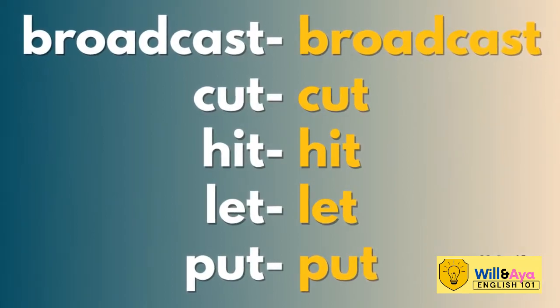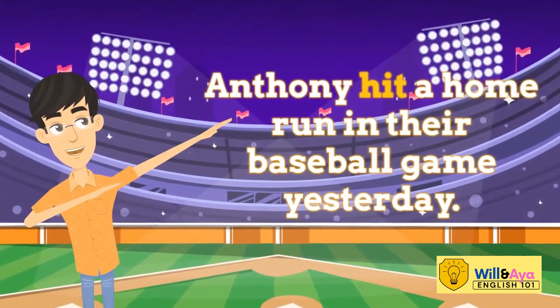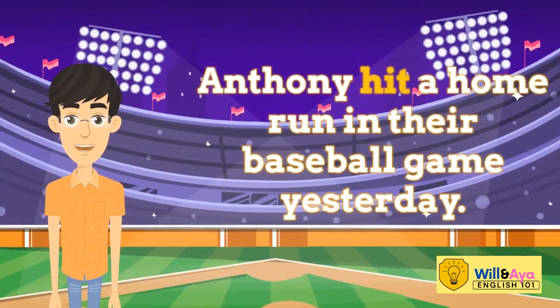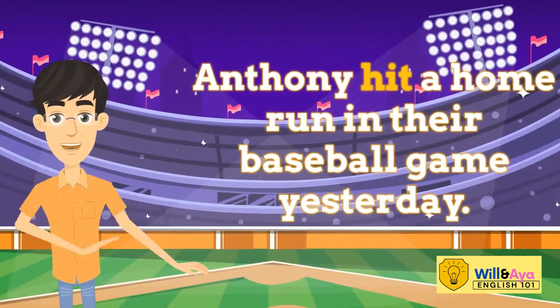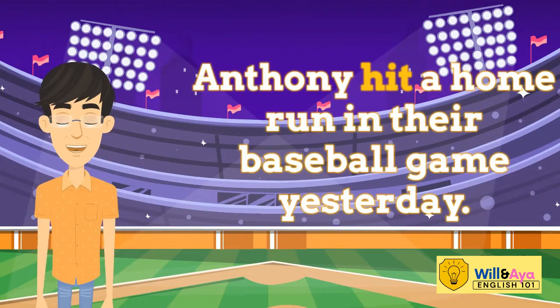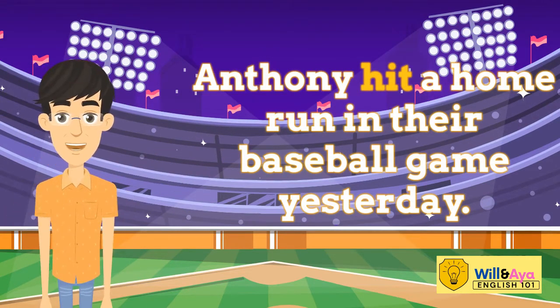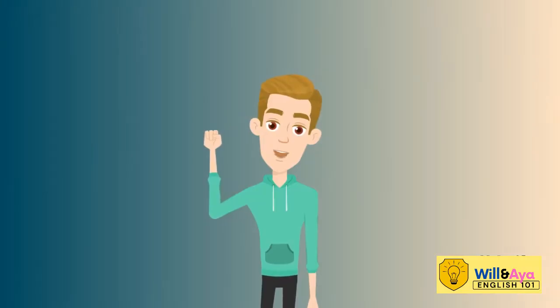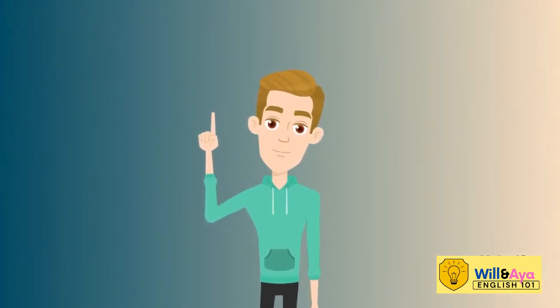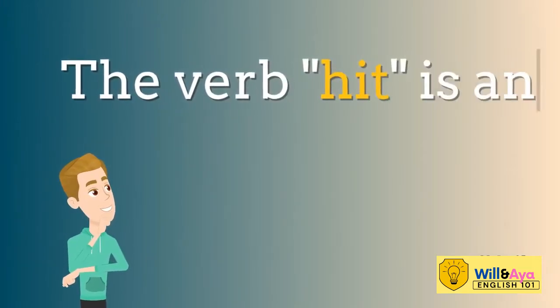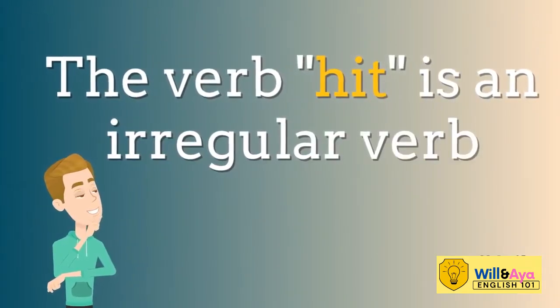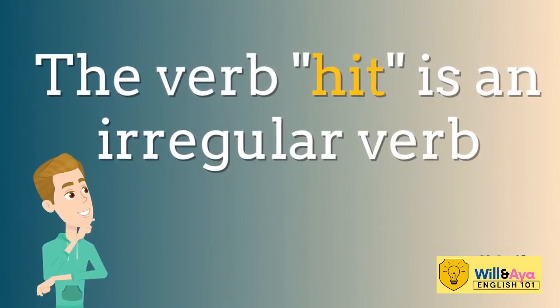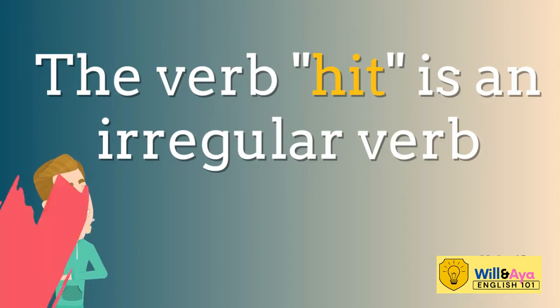That's right, Molly. Just like the sample sentence, Anthony hit a home run in their baseball game yesterday. Now notice that we use the time marker yesterday, which signals that the action is already done. Therefore, the verb should be in the past tense. The verb hit is an irregular verb, so we do not have to change the spelling or add d or ed to form its past tense.